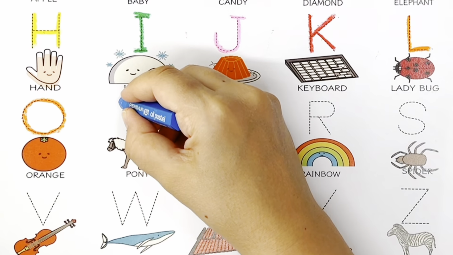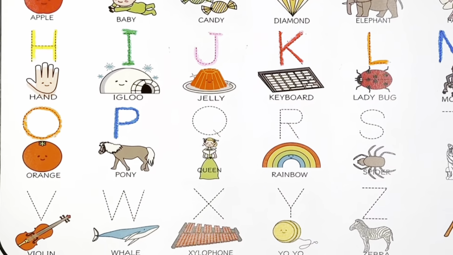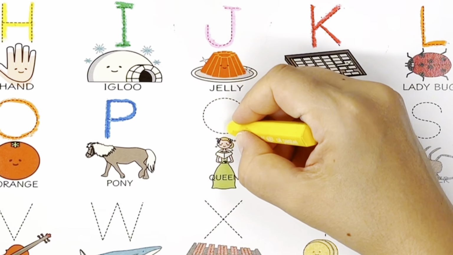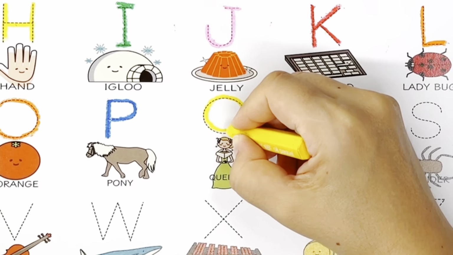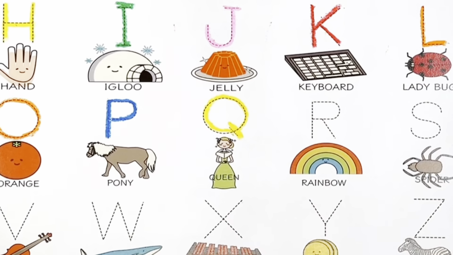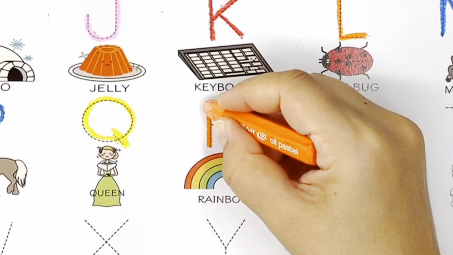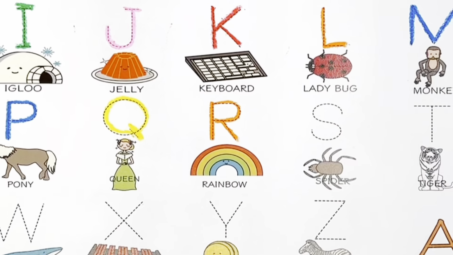Now I know my ABCs. Next time, won't you sing with me? P is for pony. A, B, C, D, E, F, G. H, I, J, K, L, M, N, O, P. Q is for queen. T, U, V, W, X, Y, and Z. Now I know my ABCs.